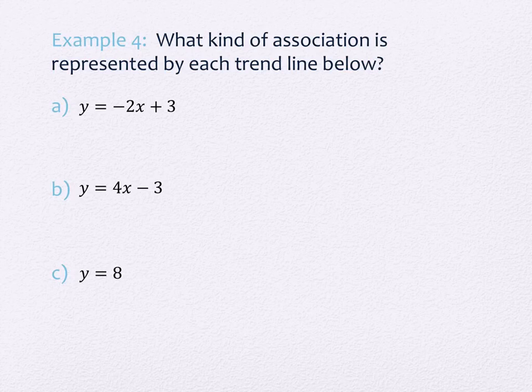So what is the slope on the first equation? -2. So is this a positive, negative, or no association? This is a negative association because the slope's negative. Second one. Positive because there is a positive slope.